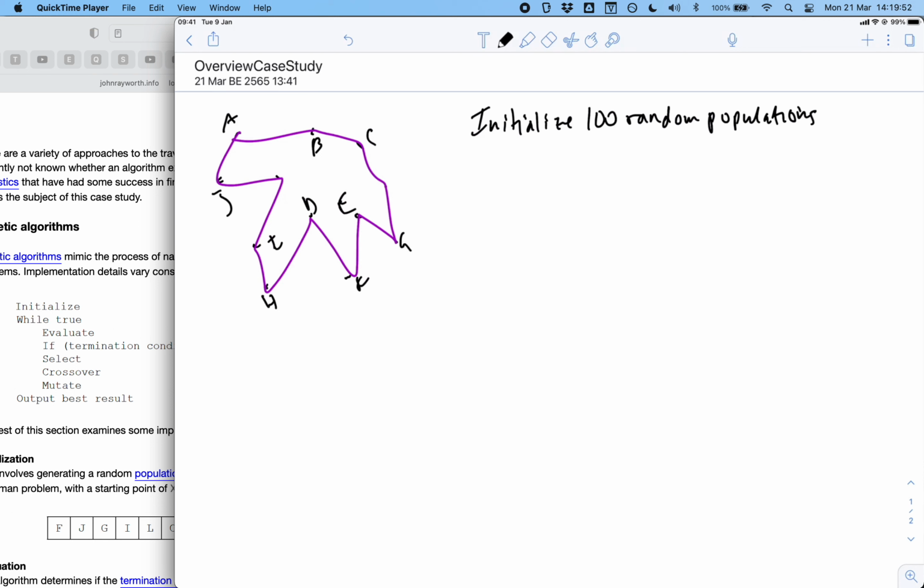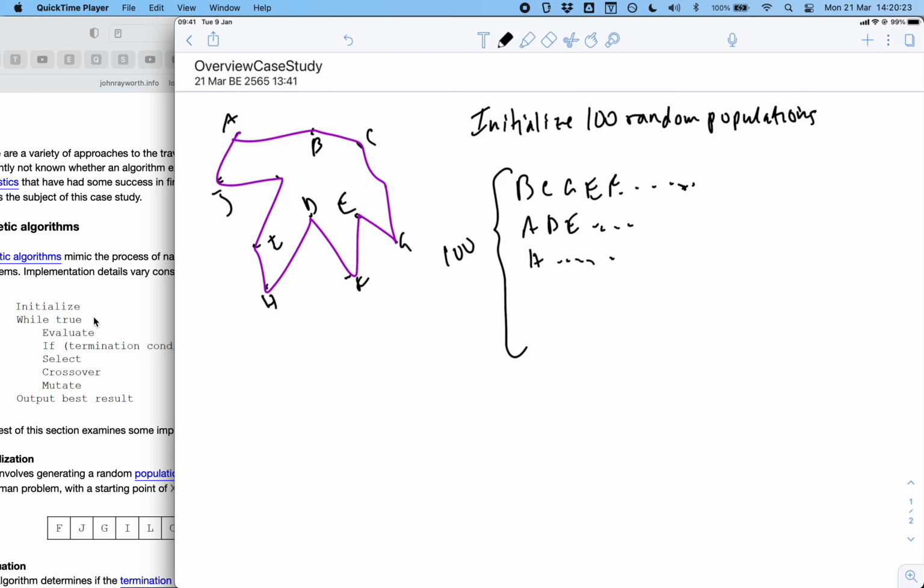So one of the random 20 town tours could be what I've got here: B, C, G, E, F, and so on. And there are actually 20 of them. Or another one could be A, D, E, whatever. And another one could be H, whatever. So we'll do 100 of these. That's initialization. While true gets us into the loop.